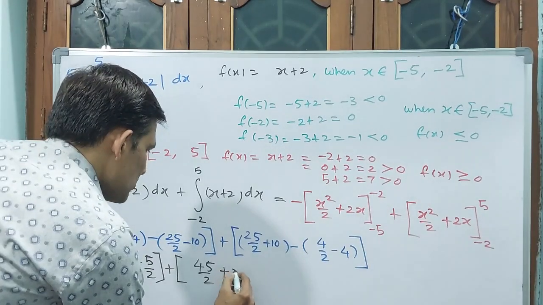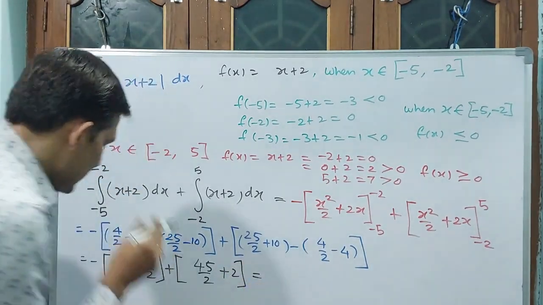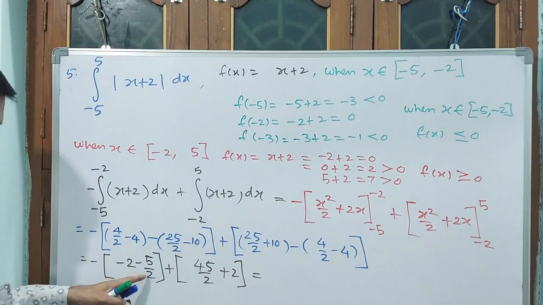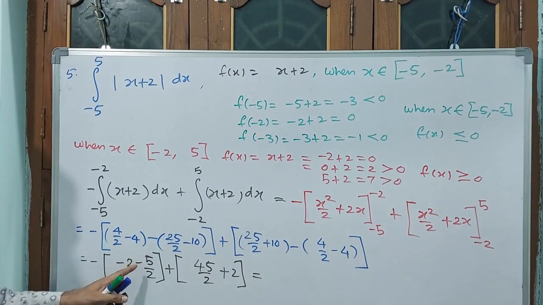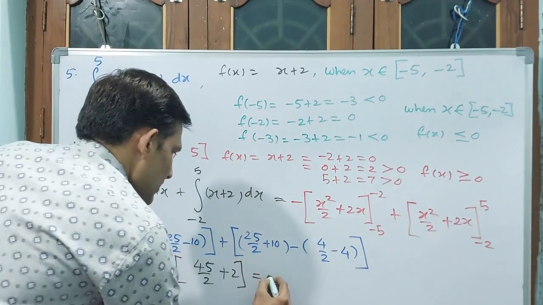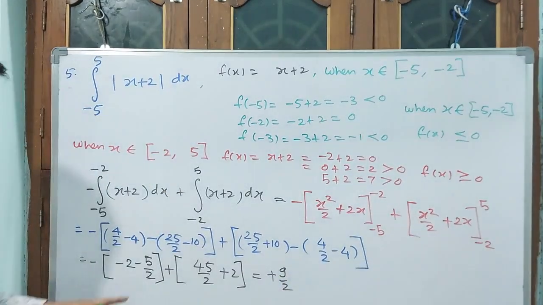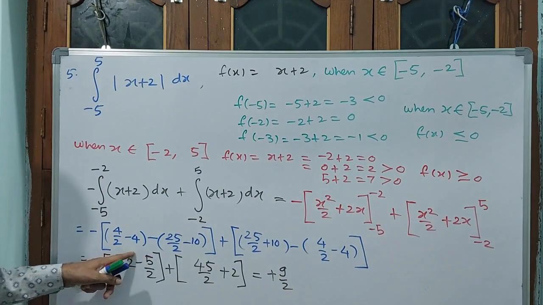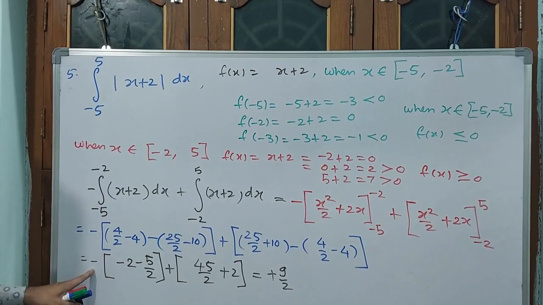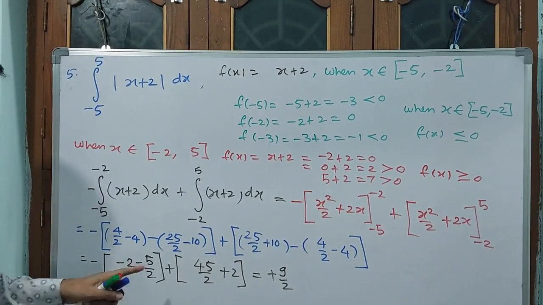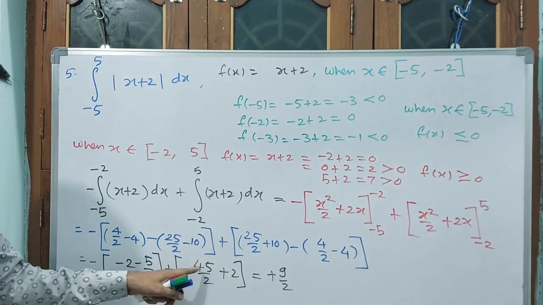Minus of minus 2 plus 2. Okay? See, minus 4 minus 5 is minus 9 by 2. Minus of minus 9 by 2. Is it okay? Minus 4 minus 5 is minus 9 by 2, but the outside minus is there. Okay, this minus is for this only. Plus 9 by 2.